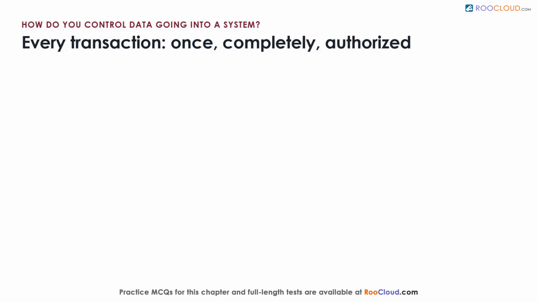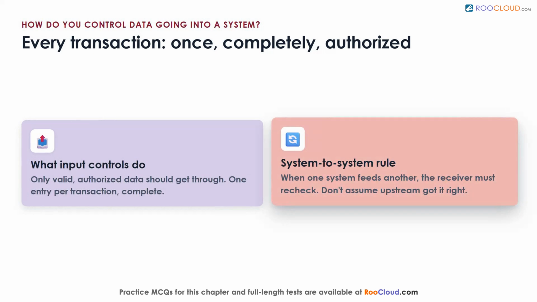How do you control data going into a system? Input controls make sure every transaction is entered once, completely. Only valid, authorized data should get through. And here's a point people miss. When one system feeds another, the receiver must recheck the data. Don't assume the upstream system got it right.